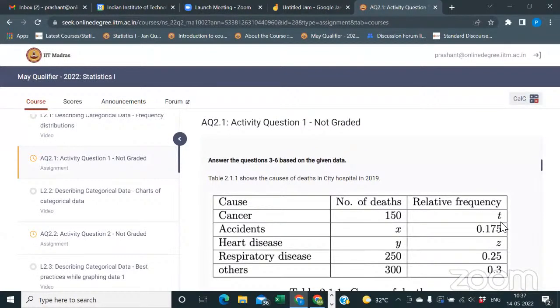I'll explain further. If you can solve T, similarly you can solve Z and X, Y. Nikita, if you have further doubt, you can ask. No, I don't have a further doubt. Thank you so much. Thank you, sir.